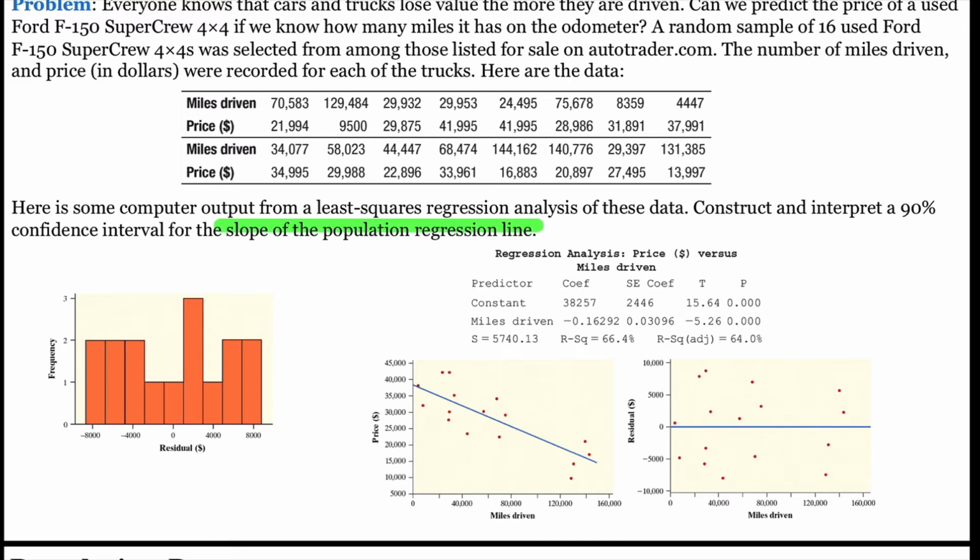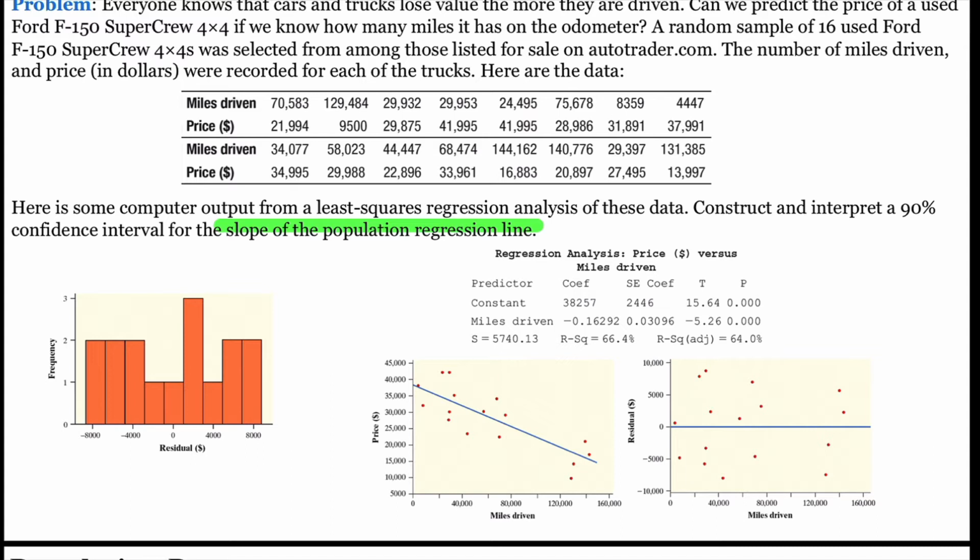So this right here is the sample. It comes from the sample. It's only 16 cars. They want us to determine the actual slope for every single F-150 Super Crew 4x4 that ever lived. That's what they want us to predict. What is the slope going to be? So as something goes up, what is the other thing going to do? Go up, go down, stay the same?